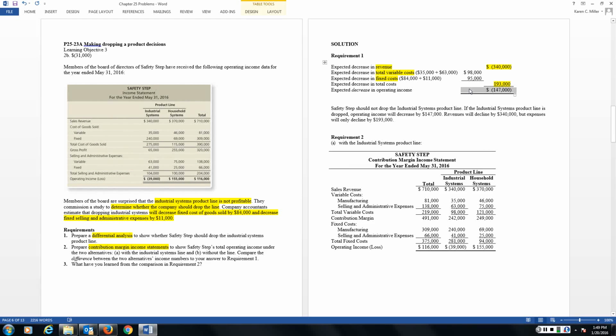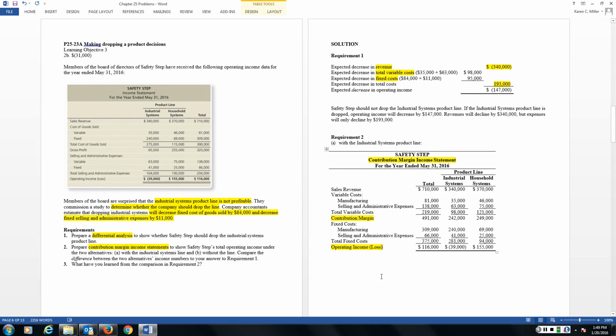Okay, so if we put this into a contribution margin approach, as requirement 2 has asked us to do, we can see a little better what is taking place here. If we look at our contribution margin statement, remember this is sales less variable cost to get to contribution margin. So instead of looking at gross profit and net income, we're looking at contribution margin and income.